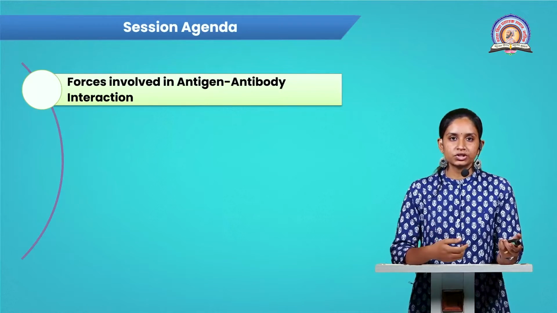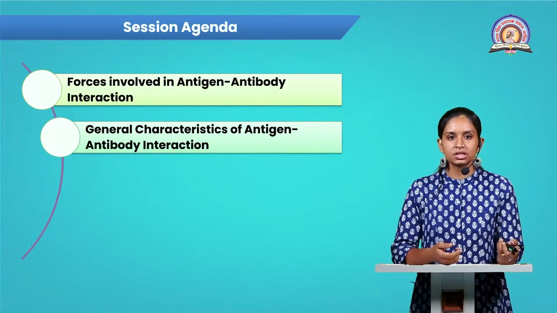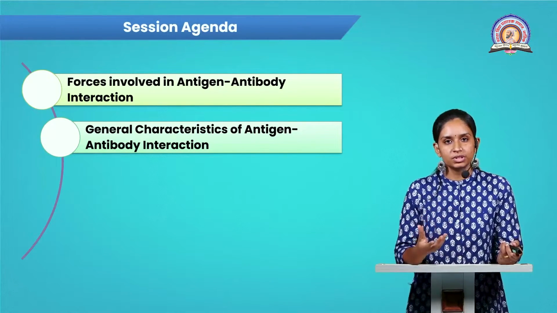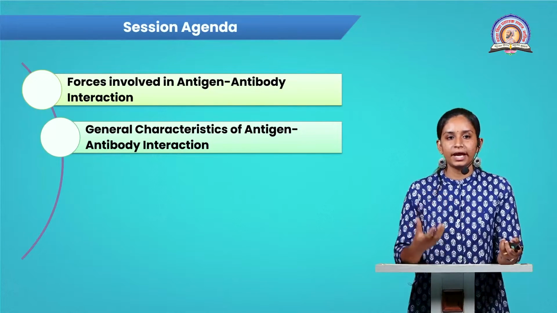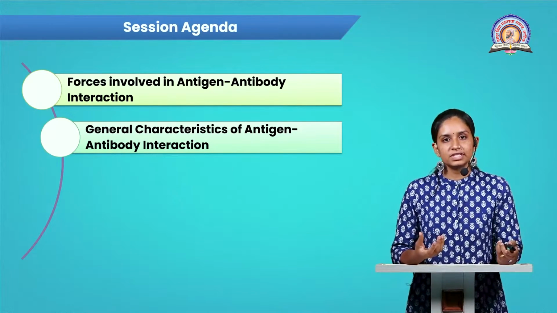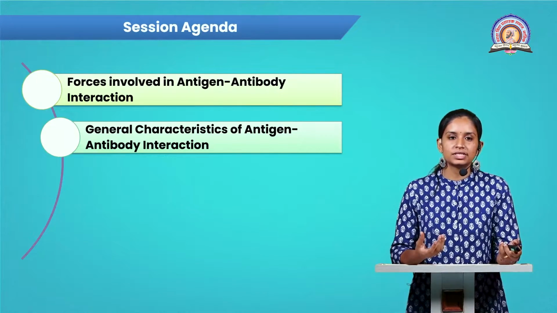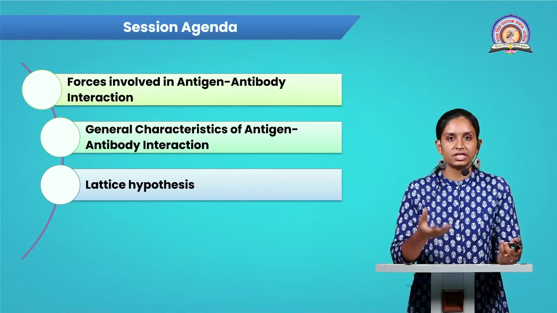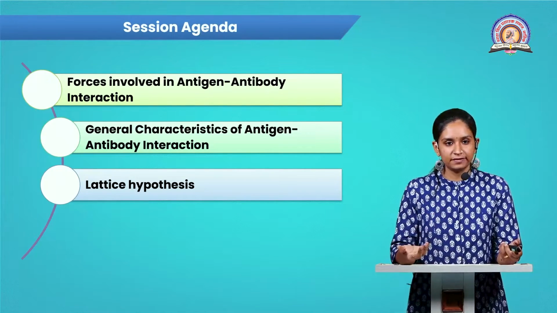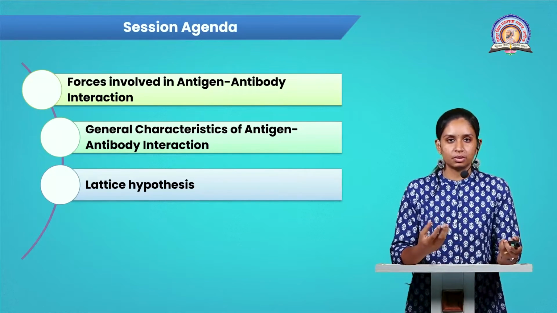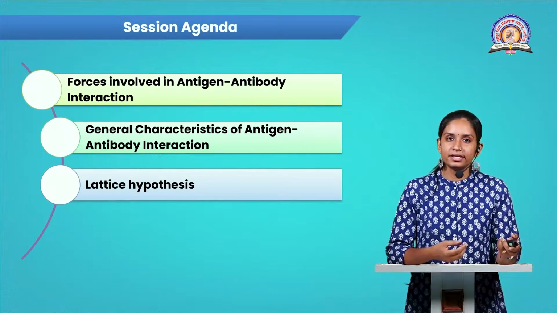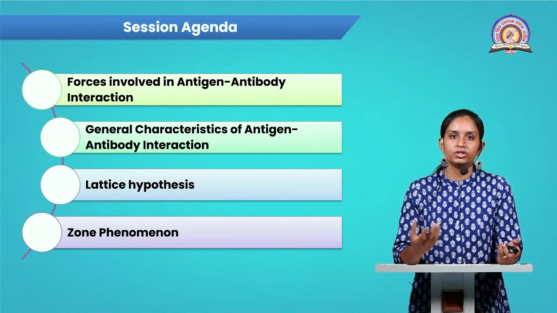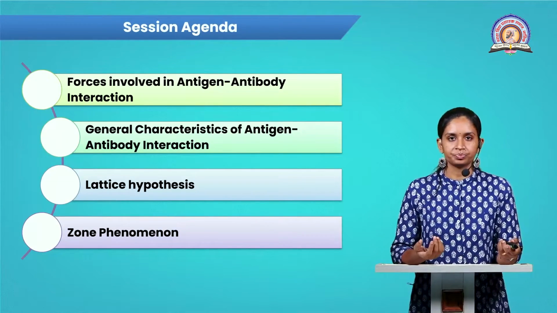So in today's lecture, what we are going to discuss is, first, the non-covalent interactions or non-covalent forces involved in this antigen and antibody interaction. Then we will see some basic characteristics of this antigen and antibody interaction, like what we mean by specificity, affinity, avidity, and cross-reactivity. Then we will see one basic concept, that is the Lattice hypothesis, and then we will see what we mean by the zone phenomenon when you consider a precipitin curve.